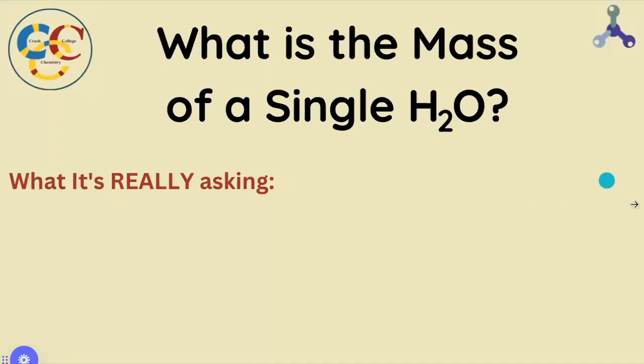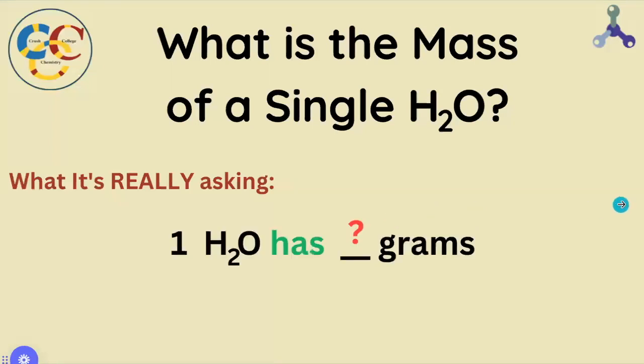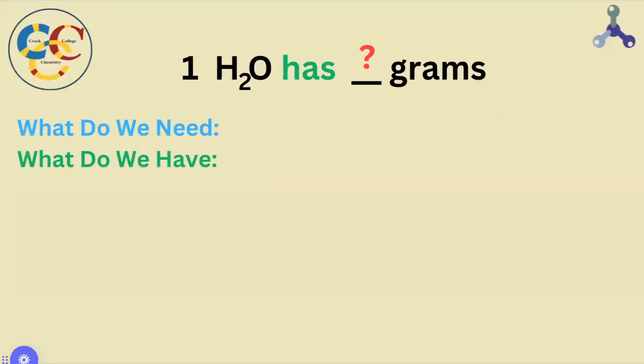The first question we're going to tackle is to determine the mass of a single H2O molecule, aka the formula mass of water. What it's really asking is, a single water molecule has X number of grams. We'll put that at the top of the screen to finish the problem. What do we have and what do we need?